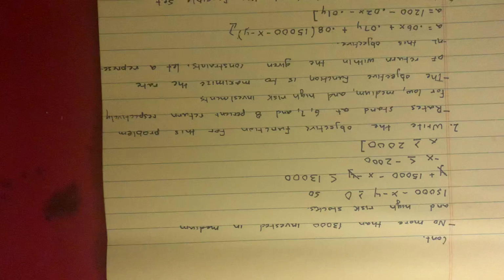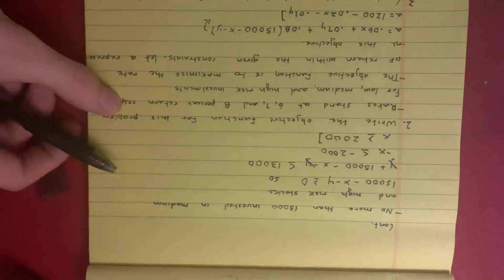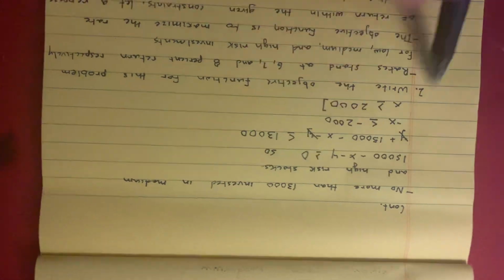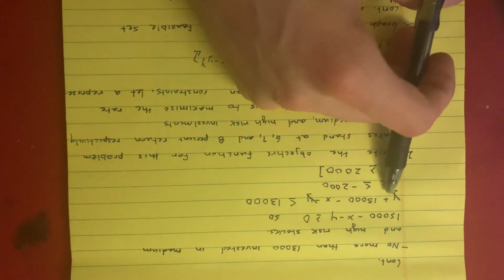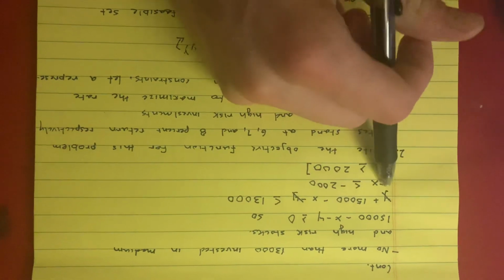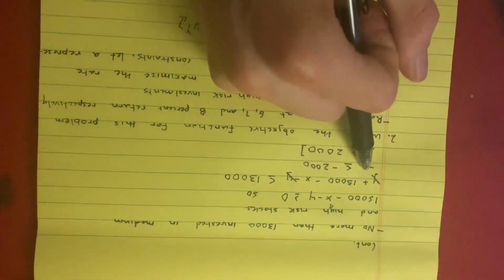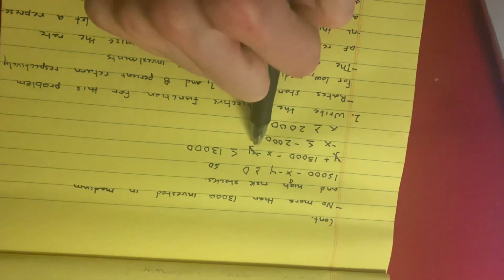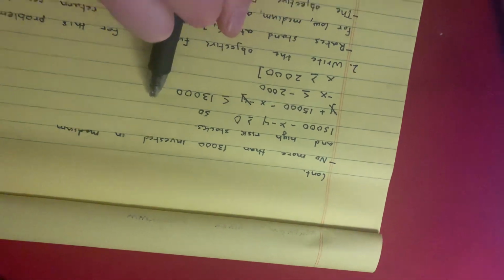For our last inequality, we know that no more than $13,000 can be invested in both the medium and high risk stocks. Similarly to the $5,000 limit on the low and medium risks, we must just add these things together. So we have y, our variable for the medium risk stocks, and we add that together with our equation for the high risk stocks. So that's y plus 15,000 minus x minus y, and we know that all that together has to be less than or equal to $13,000.